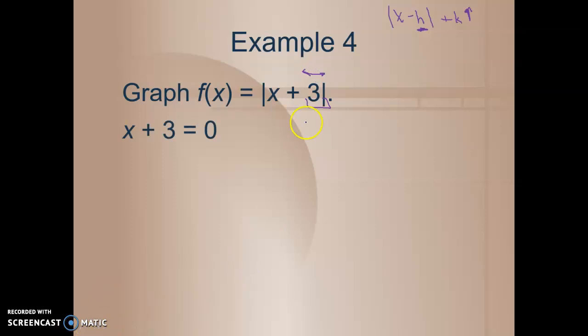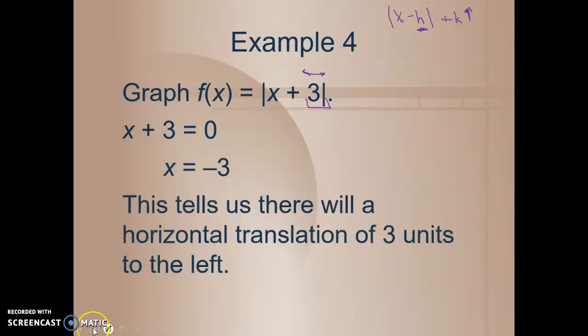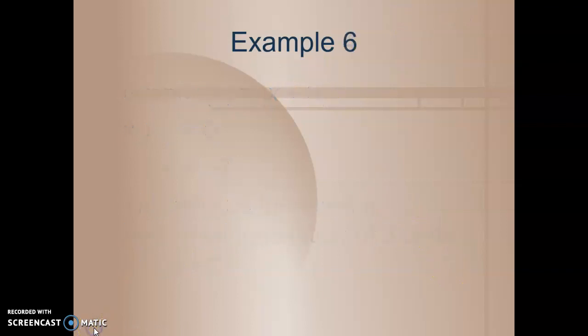In order to determine that, we're going to see what our x is actually equal to. So x plus 3 equals 0, and we solve for x, we get x equals -3. This tells us that there's a horizontal translation of 3 units to the left, not to the right. You might see that positive sign and think that's to the right. But remember, our formula was x minus h. So this is not x plus 3. This is really x minus negative 3. So we're going to move that 3 units to the left.